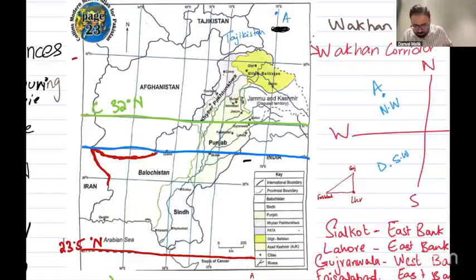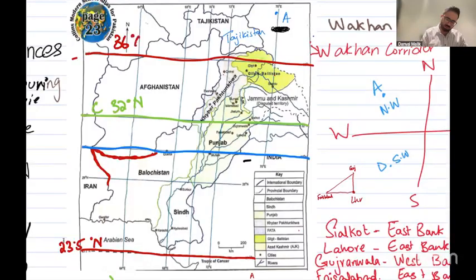Really sorry, I'm back. So the last line which I was talking about is this line, which is located at the end of Pakistan. So this is going to be 36 degrees north. Okay?